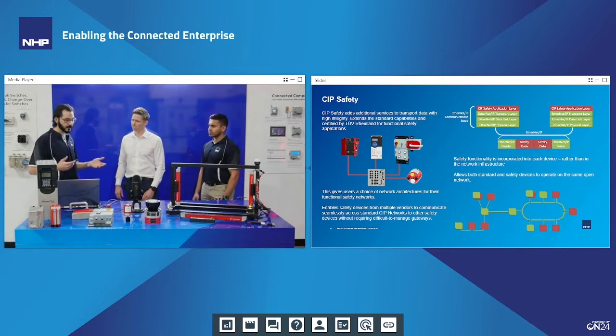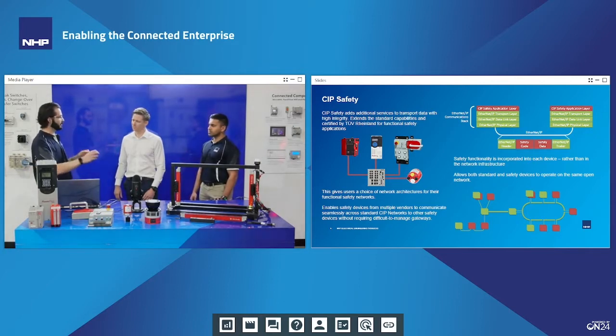So CIP Safety Protocol is independently certified by TUV Rhineland as well. It ensures that the safety rating, I guess, is incorporated in the devices and not necessarily on the networking media which is going between them.